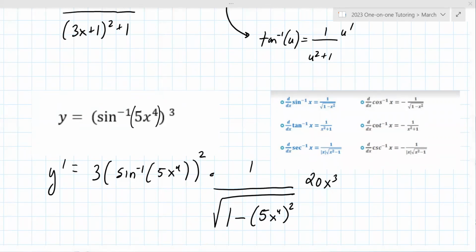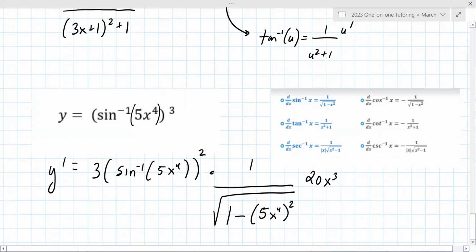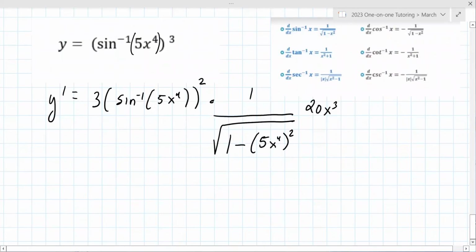That makes sense. Okay. So that's everything for that one. The next one here is natural log, okay?